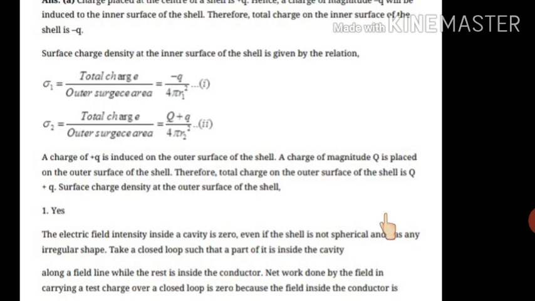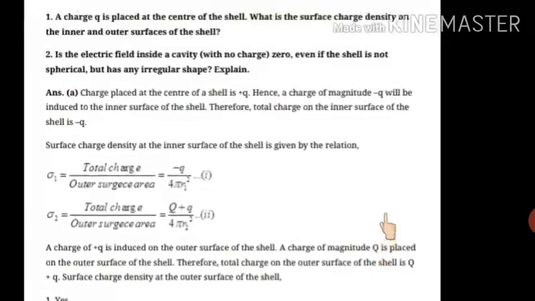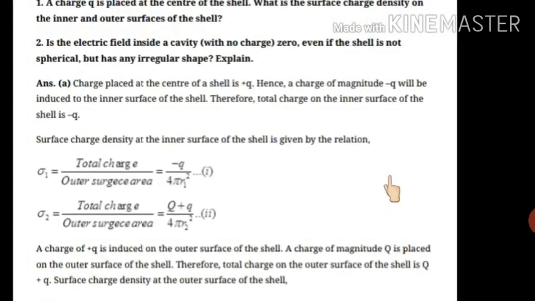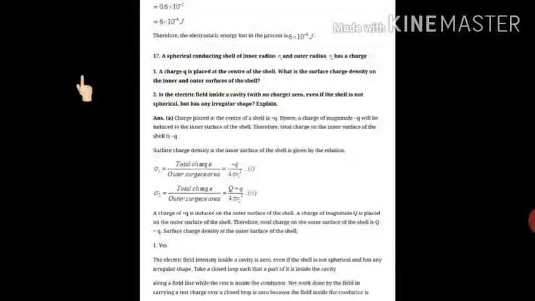So what is the moral of the story? Since the electric field inside the conductor is 0, therefore the electric field inside a cavity will also be 0, even if the shell is not spherical or it has any irregular shape. So I think this question is clear.